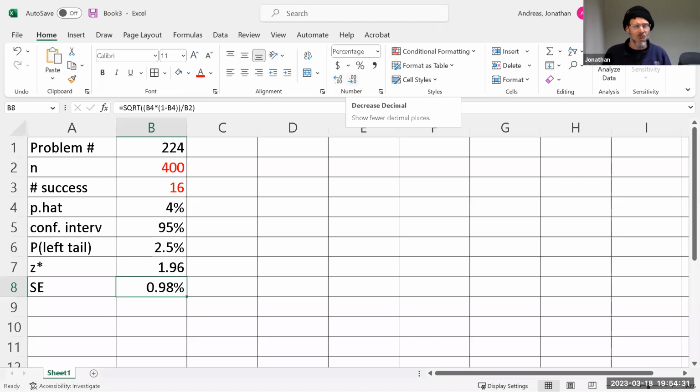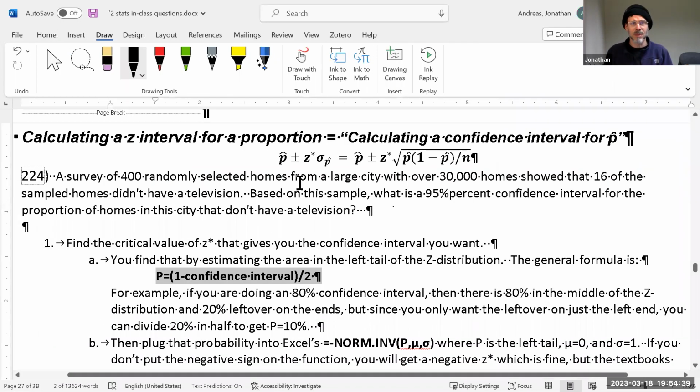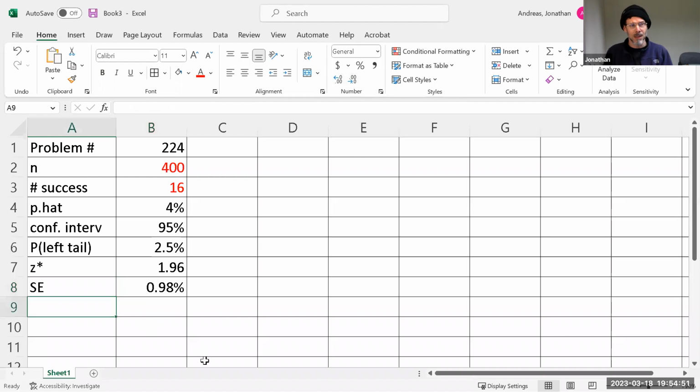Yeah, so that's our standard error, that the standard deviation is about 1%. So now there are two ways to present this information here. One way is to say, what is the margin of error, which is this part here. So let's calculate that.